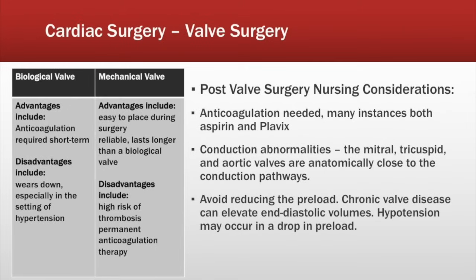Unfortunately, it wears down, and especially in the setting of hypertension. So these hypertensive patients may need to have a mechanical valve. The mechanical valve is easy to place during surgery, it's reliable, and it lasts longer than a biological valve. However, there's an increased risk of thrombosis, so that's why we're going to keep these patients on permanent anticoagulation therapy. Not just aspirin, they're going to need to add Plavix, and most patients are on Plavix and aspirin.